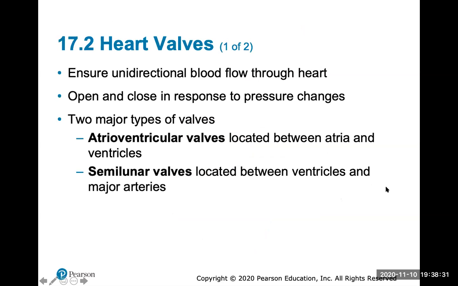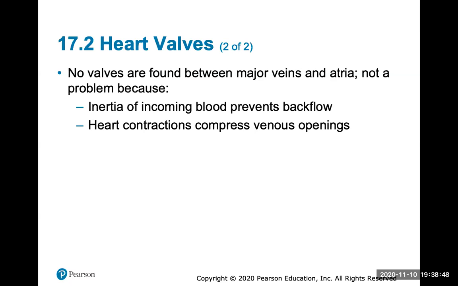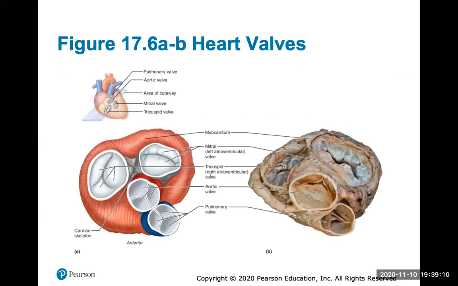So your heart valves ensure unidirectional, so one-way, blood flow through the heart. They'll open and close in response to pressure changes. You have two major types of valves, your atrioventricular valves and the semilunar valves. No valves are found between major veins and atria. This isn't a problem because the inertia of incoming blood will prevent any backflow. The heart contractions will also compress venous openings. So from the pulmonary veins and the superior and inferior vena cava, there's just natural inertia of incoming blood, which will prevent any backflow. So there's no need for heart valves there.